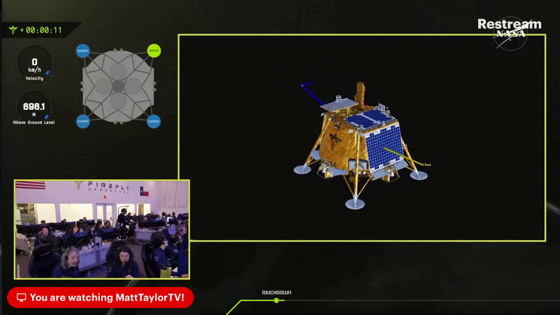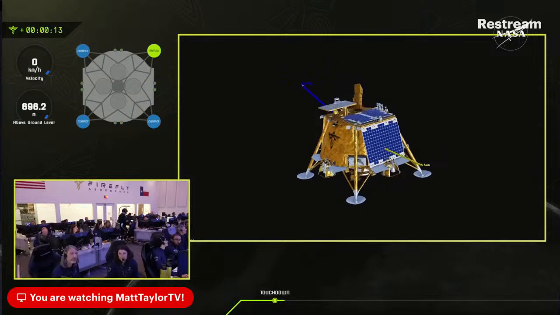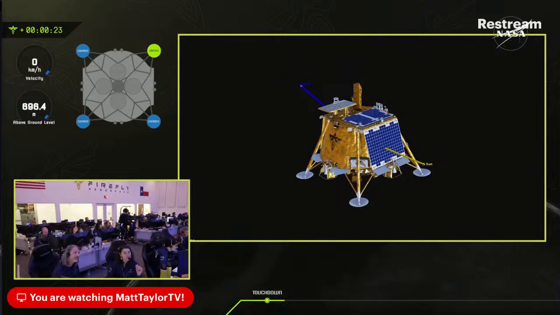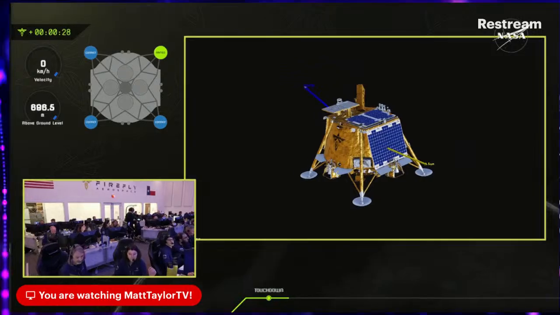Vehicle in contact. Engine shutdown. Three contact sensors tripped. Engine shutdown confirmed. Power is nominal, vehicle is charging. IMU reports lunar gravity and it is stable.